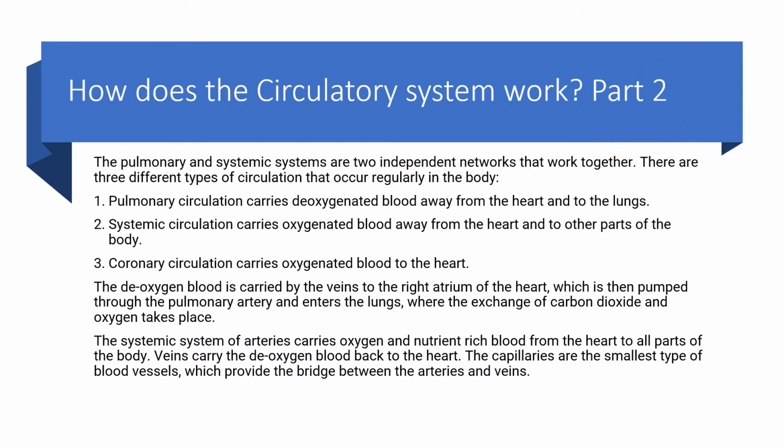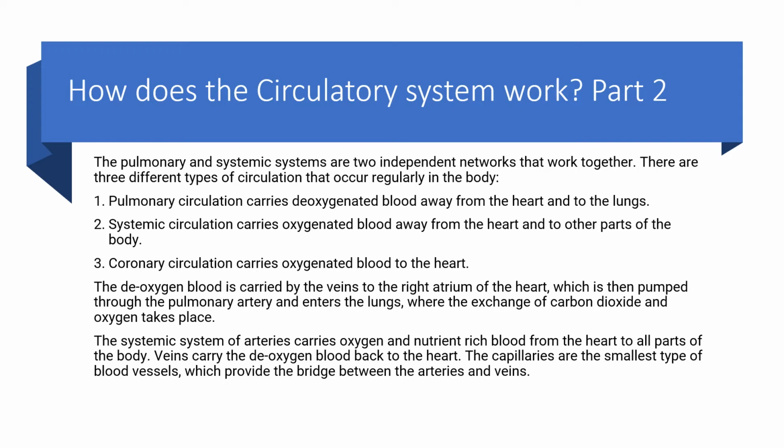How does the circulatory system work? Part 2. The pulmonary and systemic systems are two independent networks that work together. They are three different types of circulation that occur regularly in the body. Pulmonary circulation carries the deoxygenated blood away from the heart and to the lungs. Systemic circulation carries oxygenated blood away from the heart and to other parts of the body. Coronary circulation carries oxygenated blood to the heart.